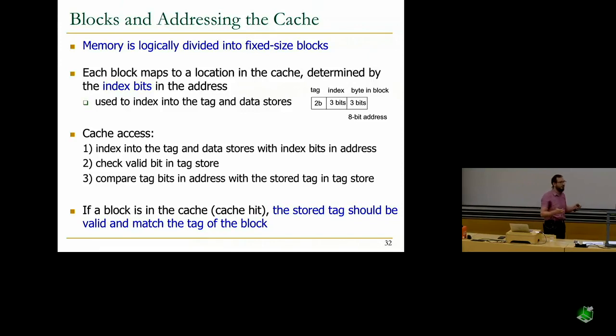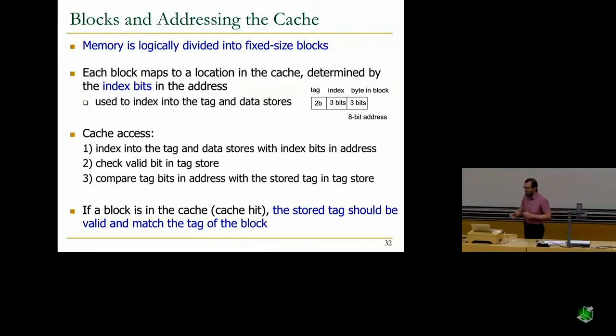Now, whenever you bring a block into the cache, you do essentially the same indexing. You have an address for the block. You use the index, these three bits, to index into the cache. And then you set the valid bit. And then you set the tag bits to be this way. And then you put the data into the corresponding index in the data store. Of course, you need to do something else before this. What if there was something valid in the cache? Right. We'll answer that question also.